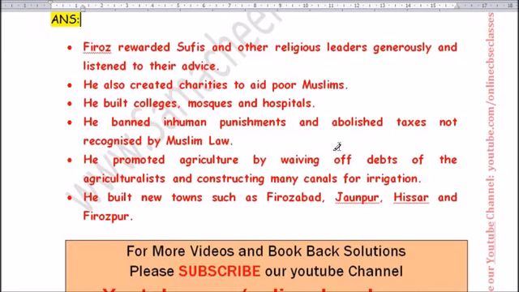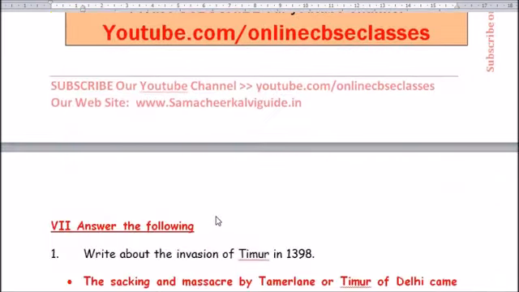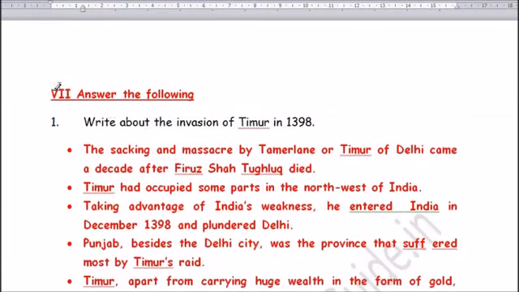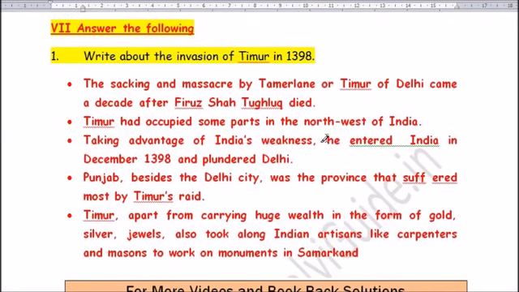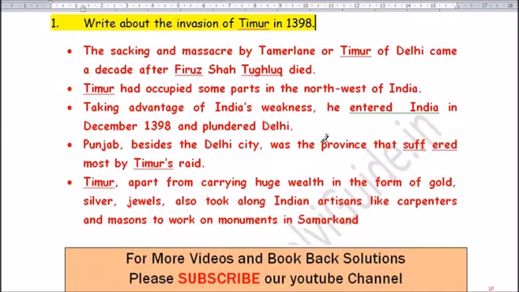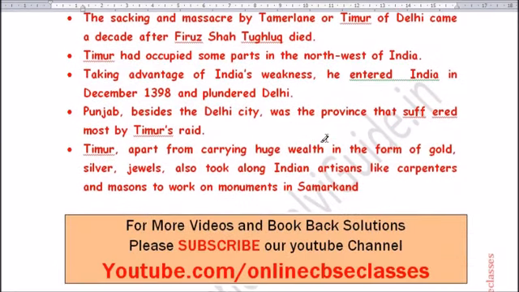Roman number 7, answer the following. Write about the invasion of Timur in 1398. The sacking and massacre of Delhi by Tamerlane or Timur came a decade after Firoz Shah Tughlaq died. Timur had occupied some parts in the northwest of India.